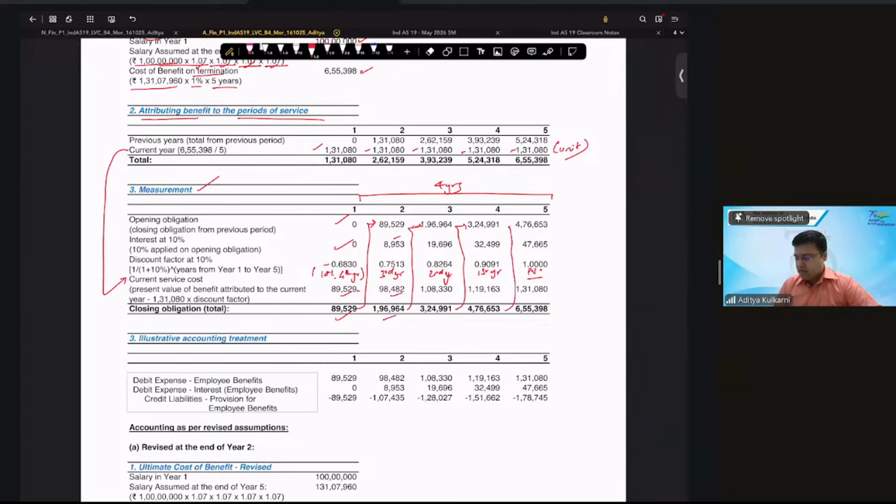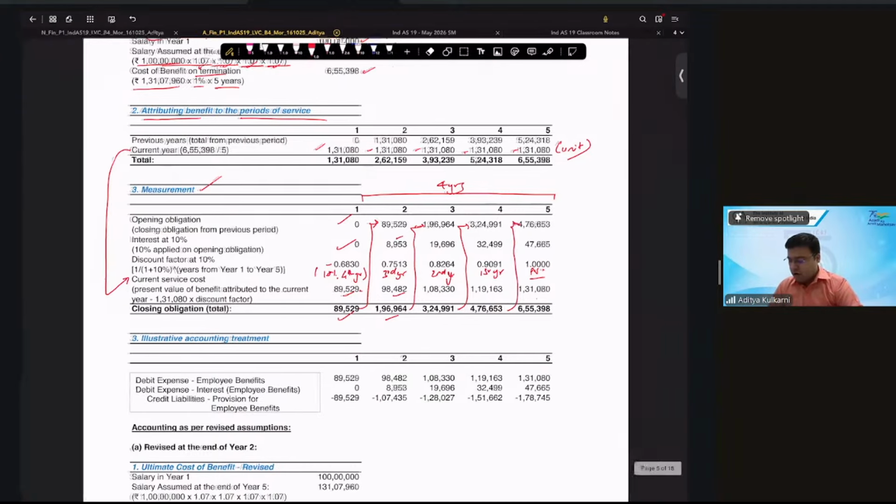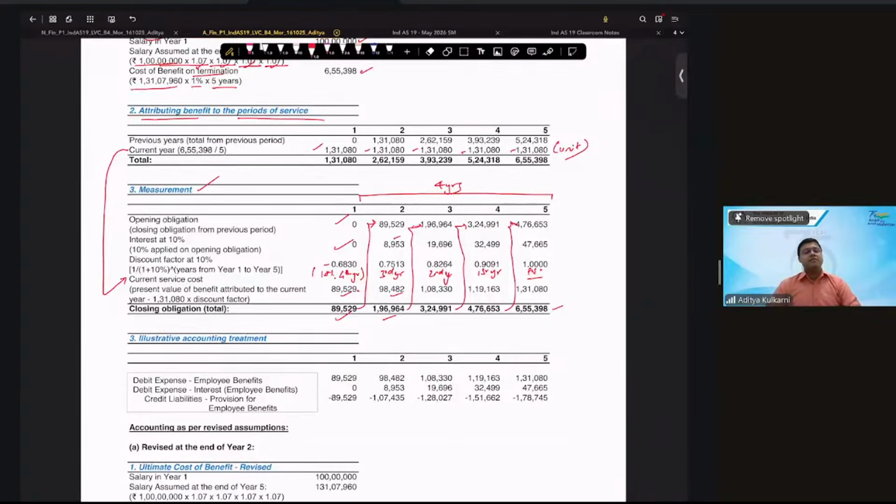The calculation will flow such that at the end of the 5th year, the obligation comes to 6,55,398. Any doubt so far? Ayush, Vibhu, Sagar, Sanjay, Leela? No, sir. No doubts.